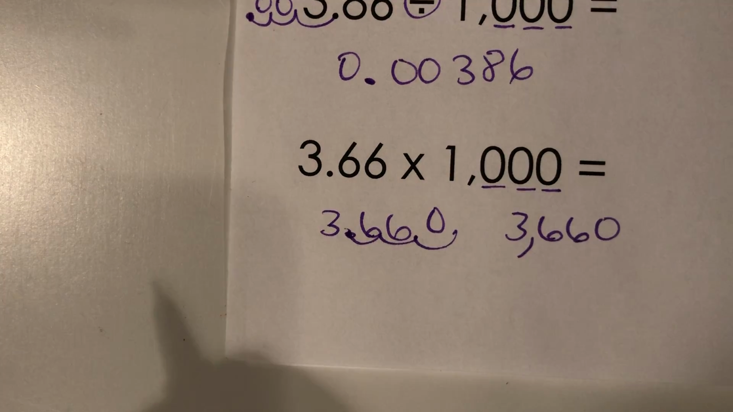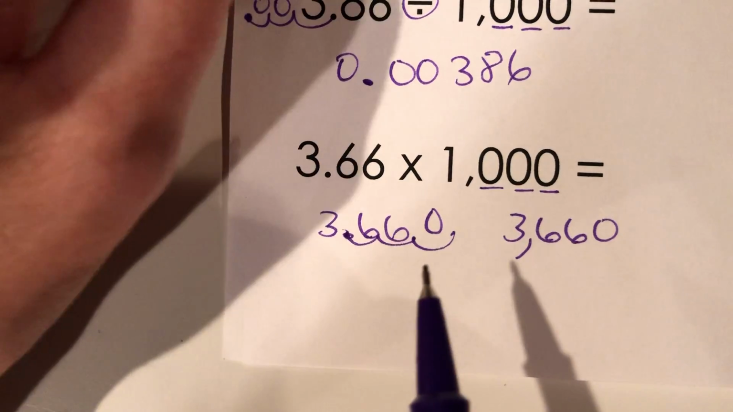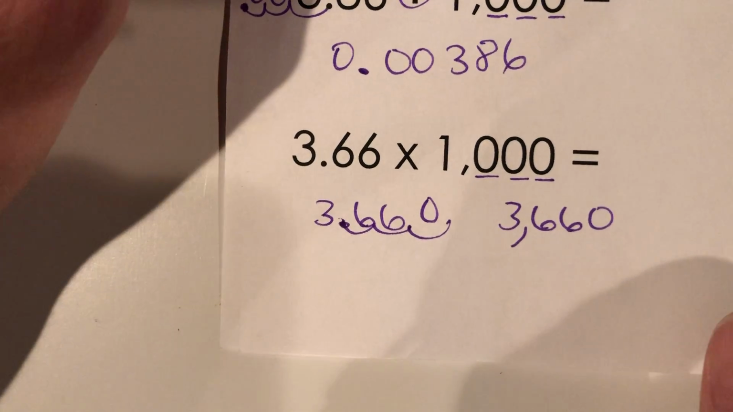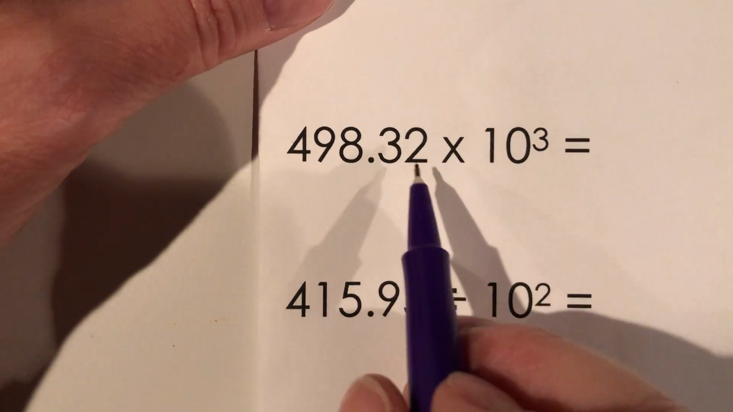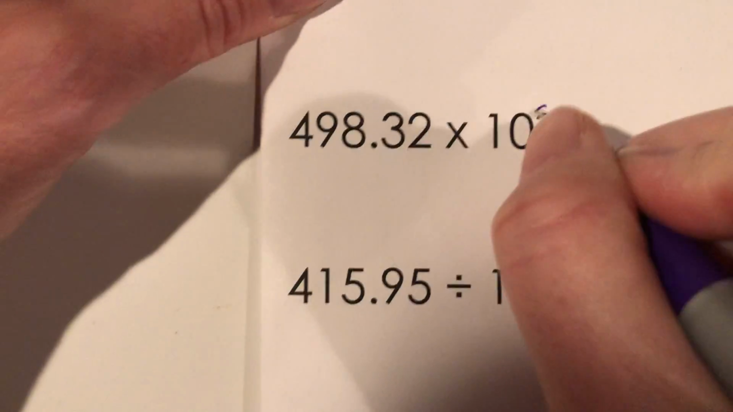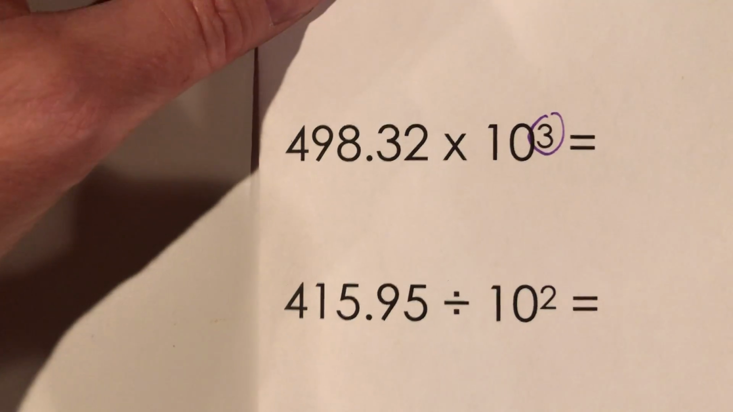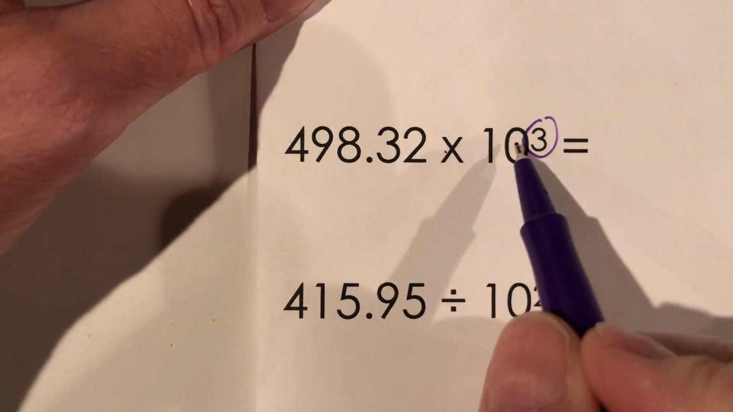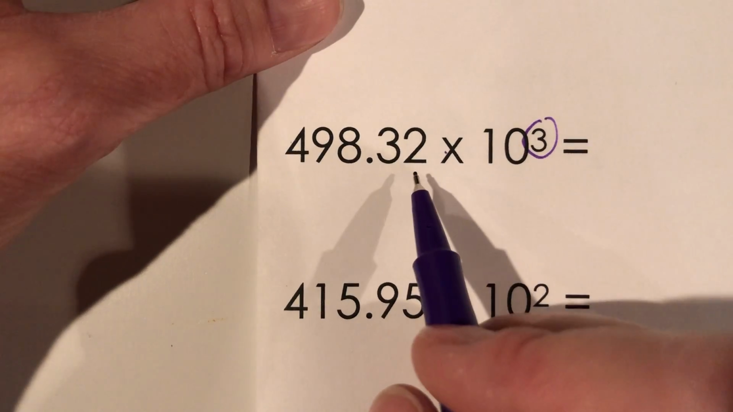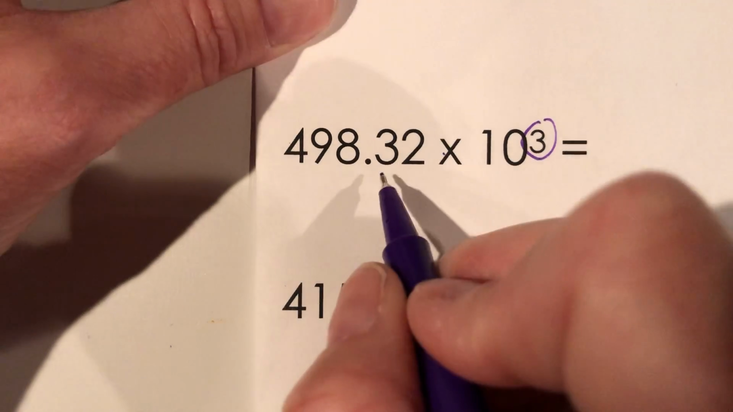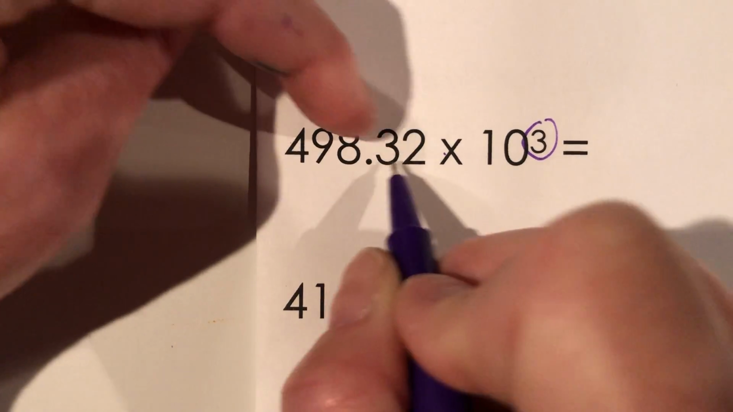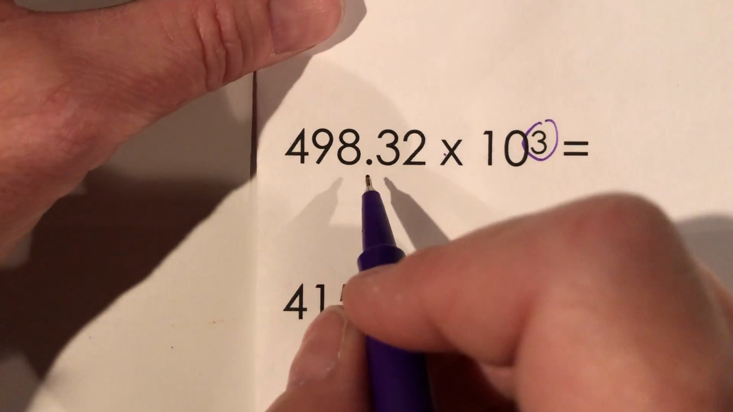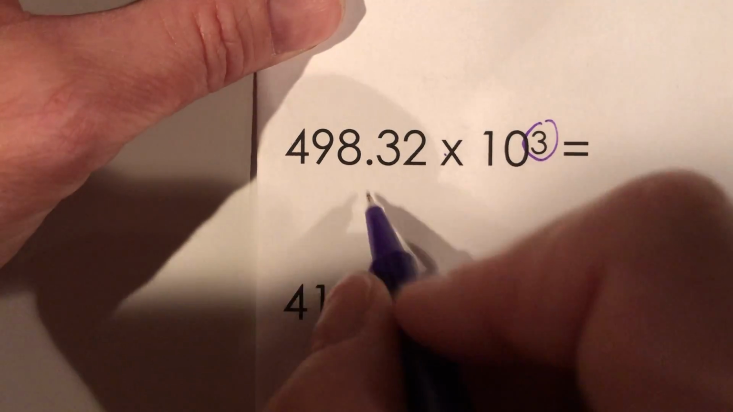All right, now we're going to try the same thing, but instead of using 10, 100, 1,000, I'm going to use exponents because I do need you to be familiar with both. So here's your first one, 498 and 32 hundredths times 10 to the third. Sorry. So 10 to the third means I am multiplying by 3 tens. That means 3 shifts to the right, because that's multiplication, right? When you shift your decimal point to the right, you're shifting your digits to the left, making those place values 1 place greater every time you do it.